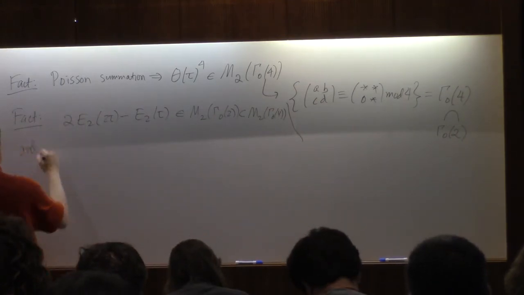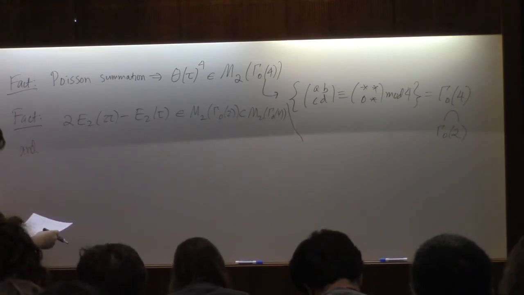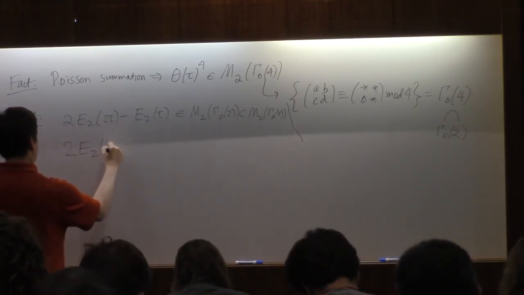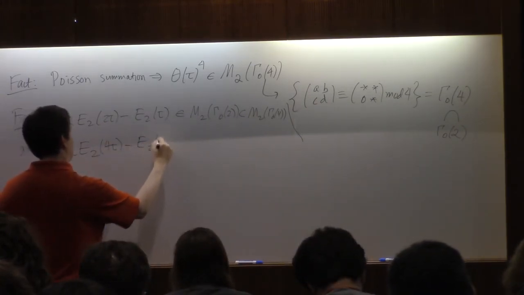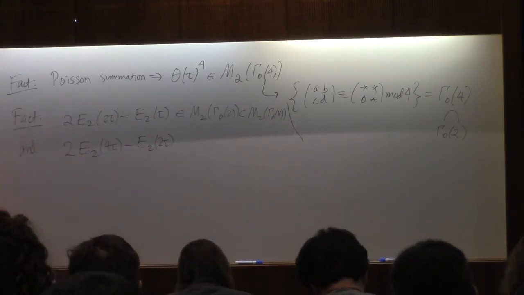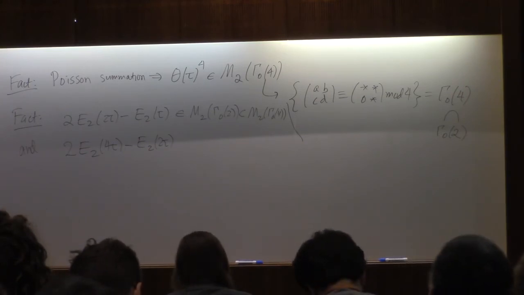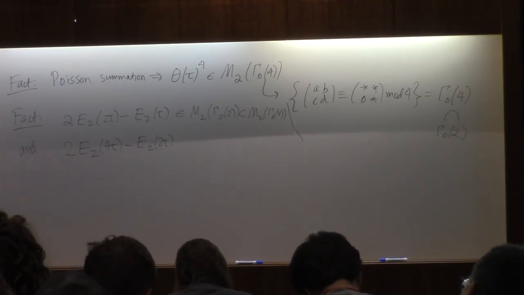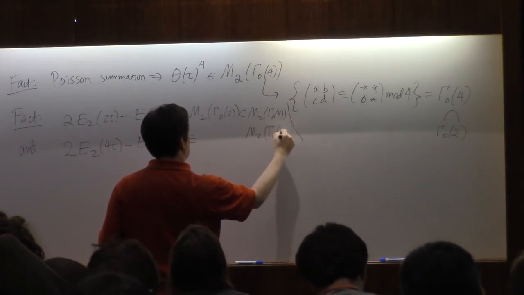And let me try not to miswrite things here. Here's another example: 2E2 of 4 tau minus E2 of 2 tau. So essentially, it's this guy where you replace tau with 2 tau everywhere. You just double the tau in the modular form, which means in the Q expansion, you're sort of replacing Q with Q squared. Double the tau everywhere. So this is also in this space, not in the smaller space.